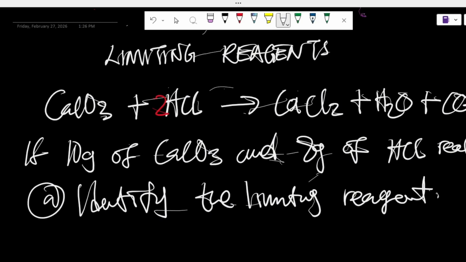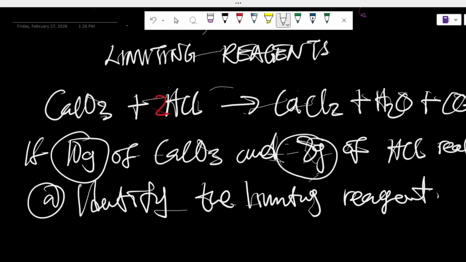Now, a limiting reagent is a reagent which will cause the reaction to stop because it has been used up completely. If you have some amount of substance that remains between the reactants, then that is not the limiting reagent. The limiting reagent must be used up quickly and sooner than the other reagent. So the one which is used up first and therefore causes the reaction to stop, that is what we call a limiting reagent. Now remember that here we have 10 grams of calcium carbonate and 8 grams of hydrochloric acid.